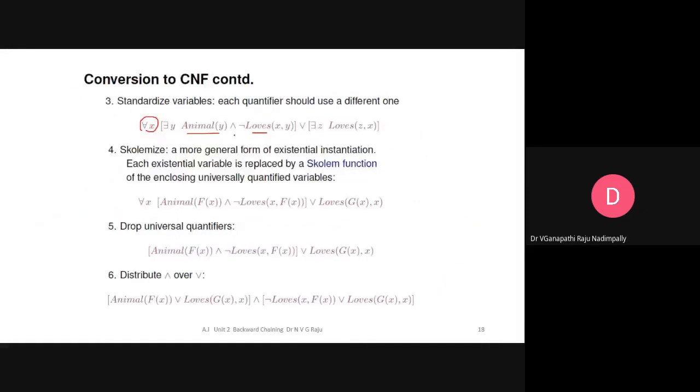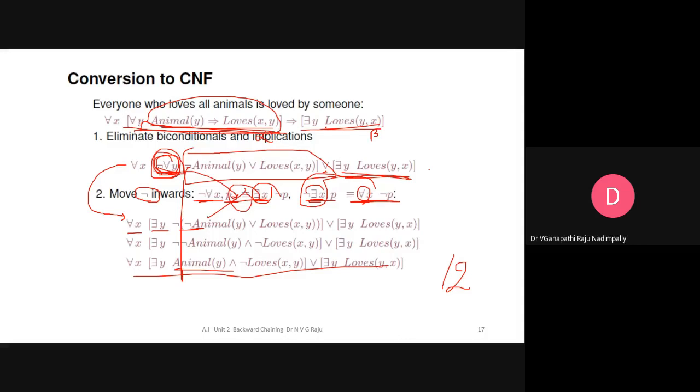Please give me a minute. These are the standardized variables: loves of X, Y, and there exists Y. Why is he representing it as Z in the textbook? Here two variables are sufficient, na? Everyone who loves animals is loved by someone. We need only two variables. Why do we have a third variable?